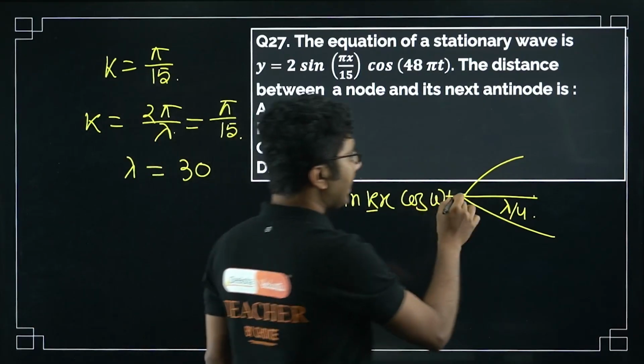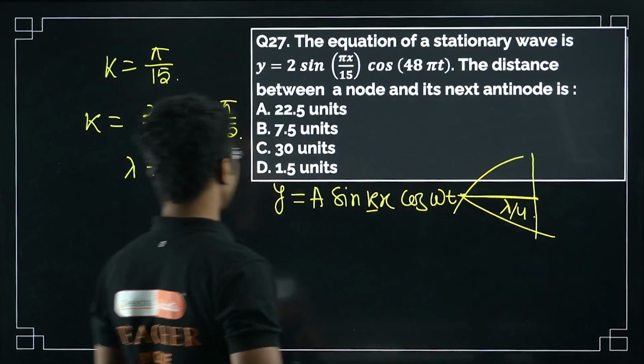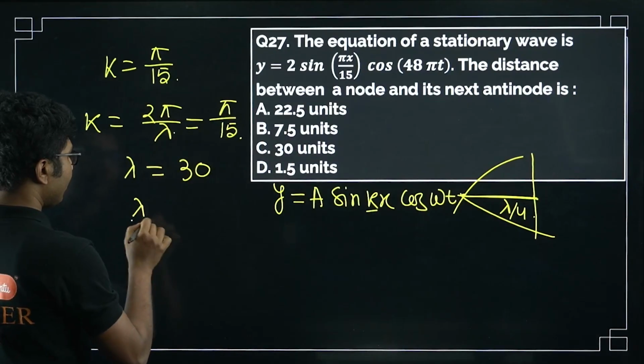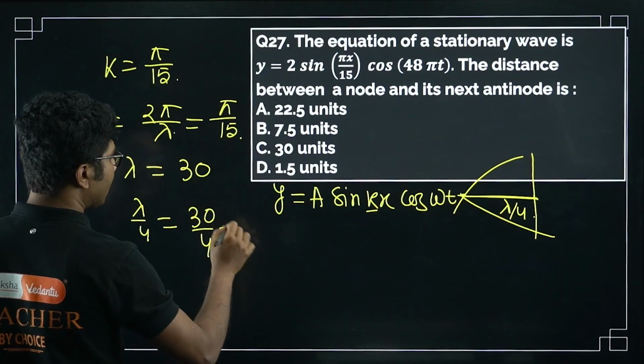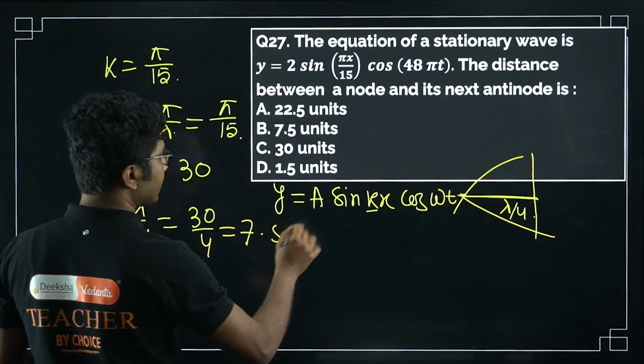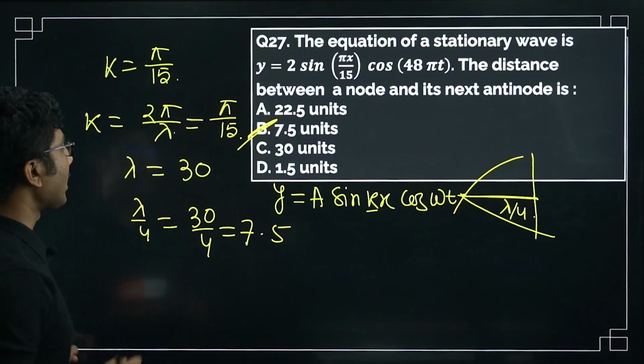Now node and antinode distance is basically lambda by 4, as I said. So lambda by 4 is equal to 30 divided by 4. So 15 by 2, 7.5 units. So answer is 7.5 units.